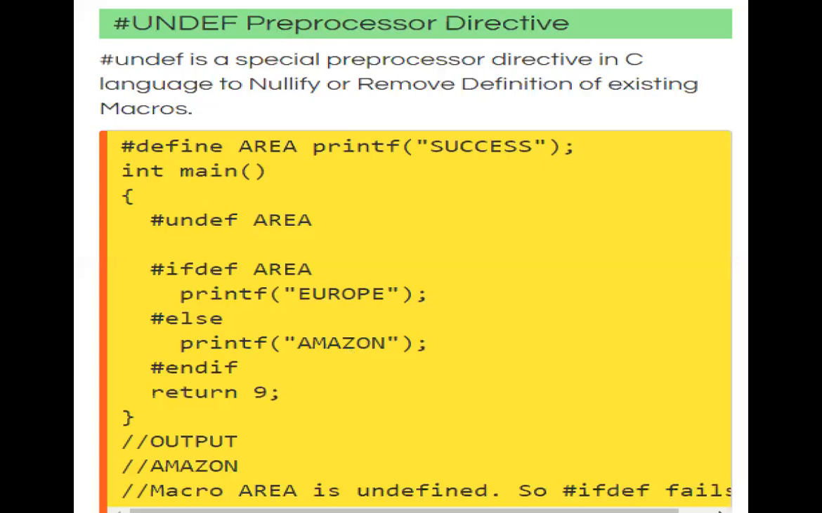So that is about your preprocessor directives. You have those three preprocessor directives: the first is macros, the second is file inclusion, and the third is conditional compilation. This is also an important question for your exam. You may get a direct question: write about preprocessor directives, or write about the preprocessor. With that, you have completed your fourth unit.